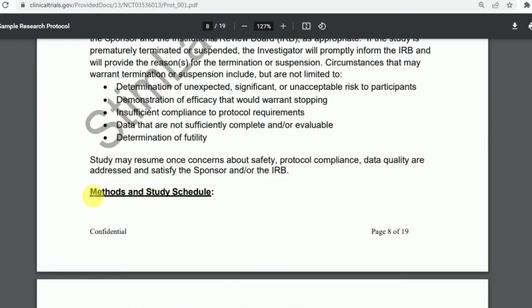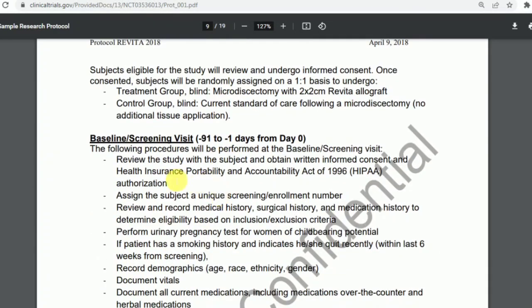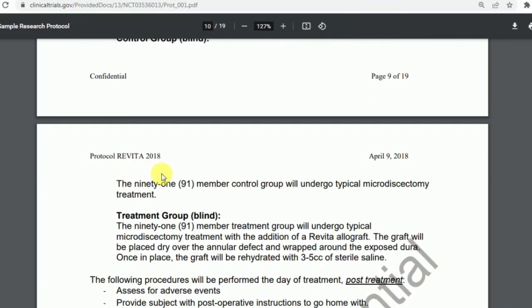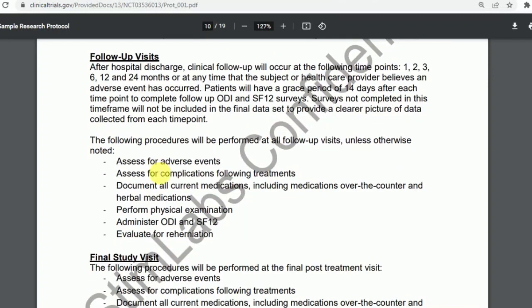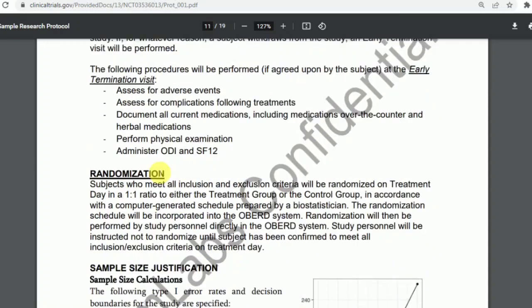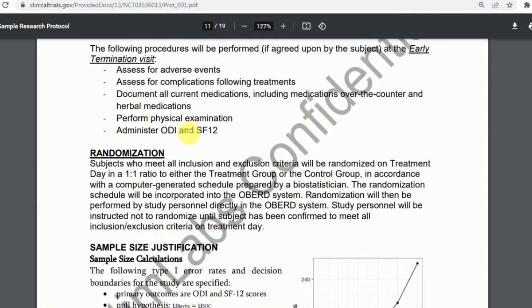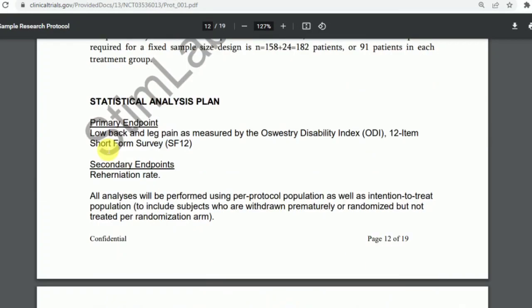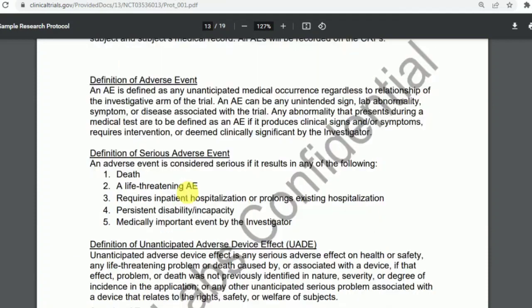So here is another important part, that is known as the methods of study schedule, where all the methods, like each and every visit will be mentioned. The first visit will be baseline and screening visit, treatment visit. So all the visits are mentioned in the protocol. Early termination I have already discussed. Primary endpoint and secondary endpoint is also covered in this video.